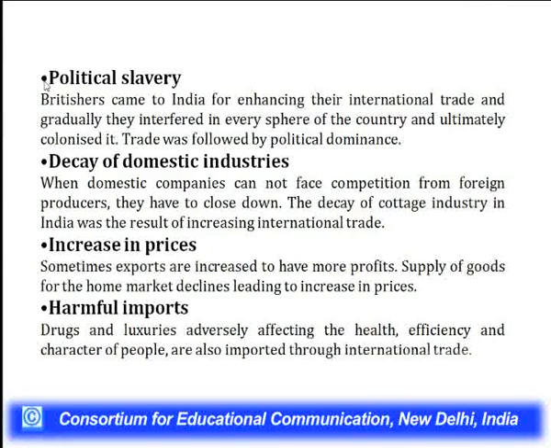Political slavery is one of the disadvantages of international trade. We all know that the Britishers came to India just for the sake of increasing their international trade, but slowly and slowly they interfered in every sphere of India and colonized India, and we remained their slave for such a long time. So this had been the result of international trade.